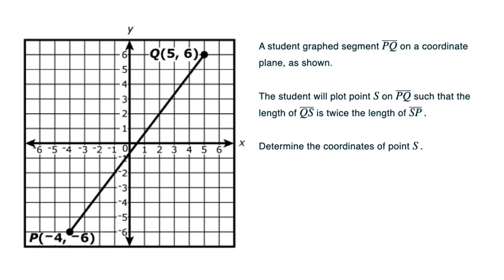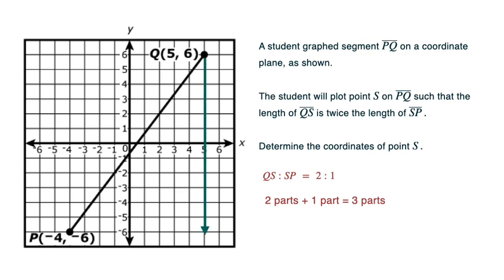So what we want to take is the information regarding the length of QS compared to SP. We find out that it's twice the length. So we can write a ratio, QS to SP equals 2 to 1. Now those are parts, and 2 parts plus 1 part equals 3 parts. So in essence, we're going to divide this line segment into 3 equal parts.